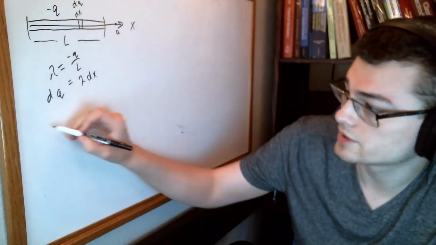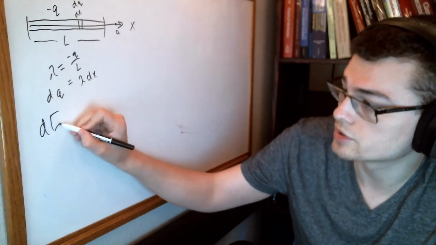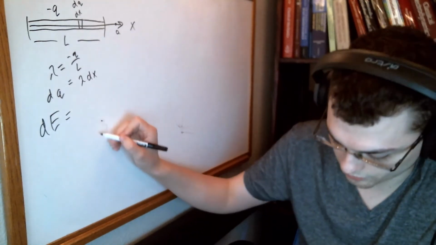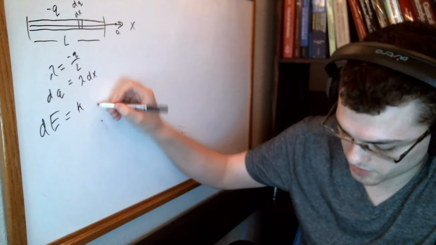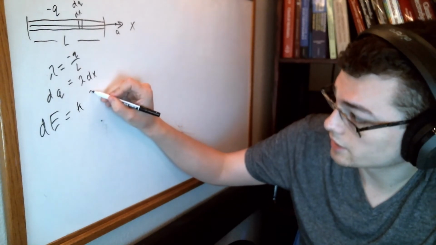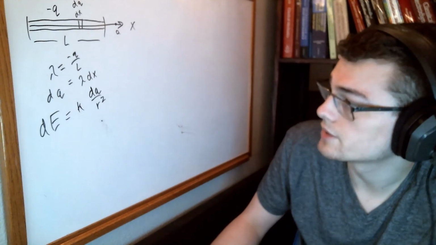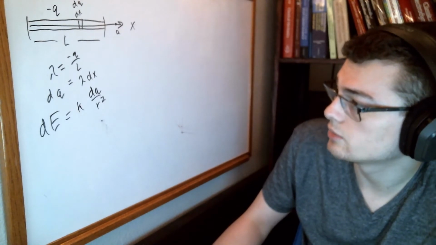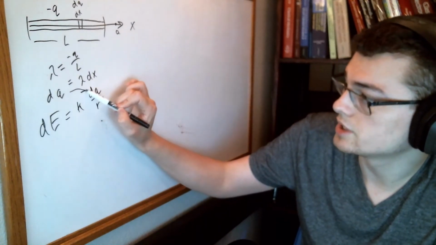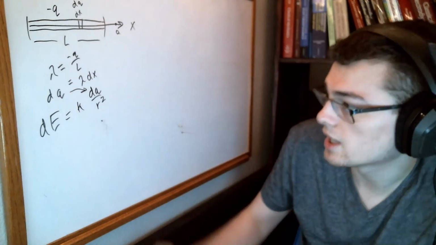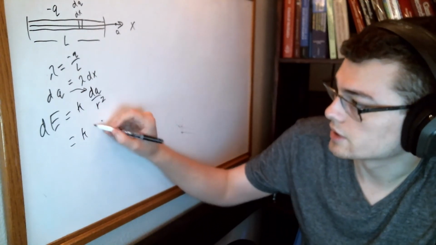Then if we take the differential form of our electric field, this is going to be equal to k dq over r squared. And then we can replace our dq in our equation with lambda dx. So then that looks like this.